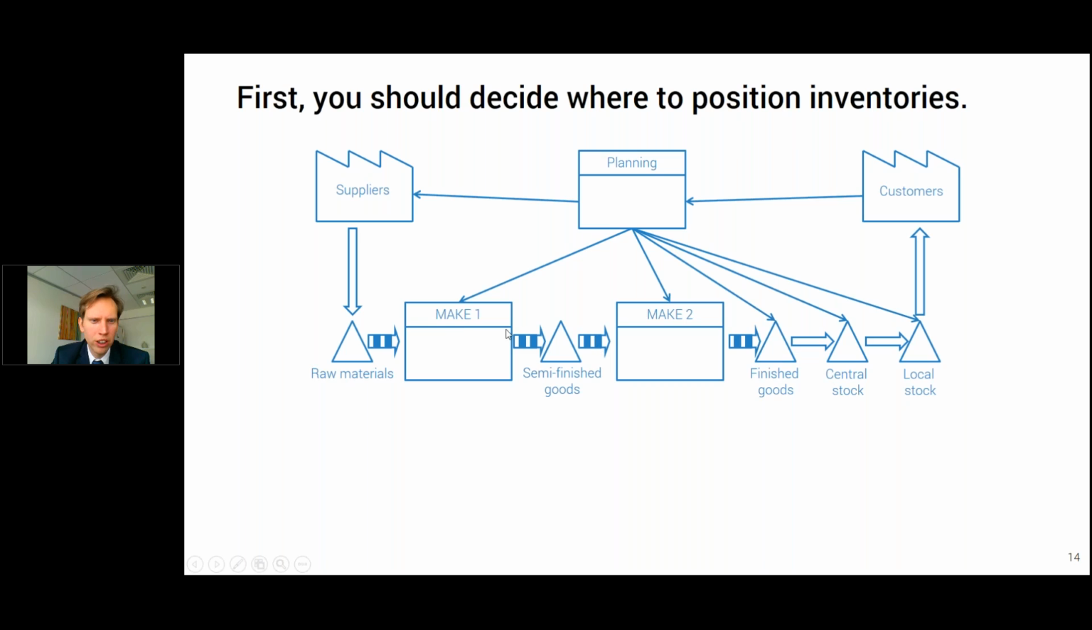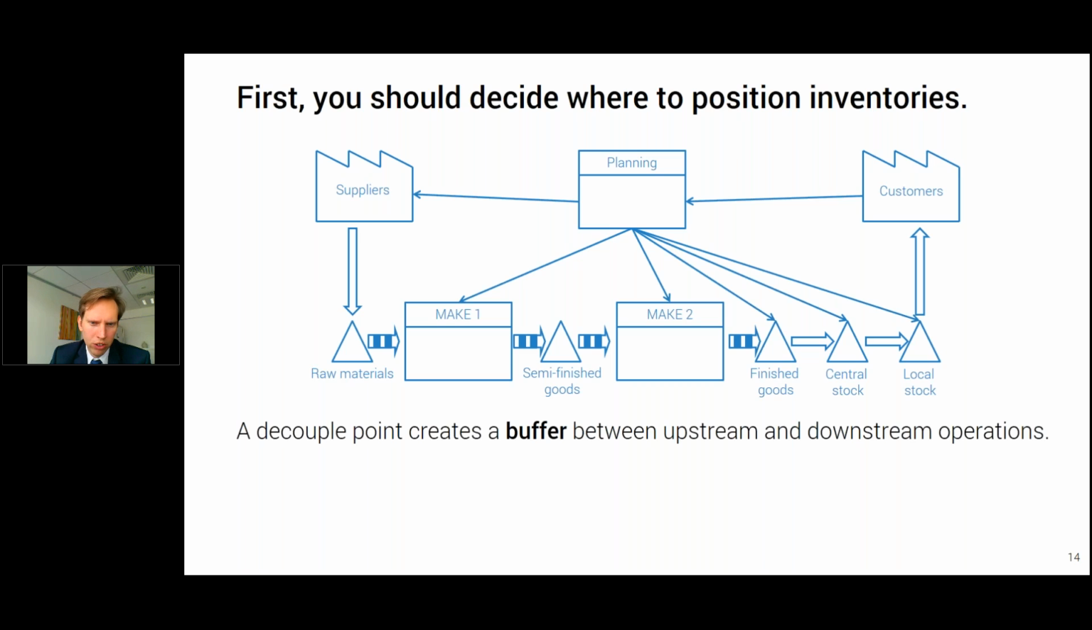Because I took here as a pretty simple example of a value chain with raw materials, semi-finished products, finished products, and then a central and a local stock. But you could, of course, decide to put inventories on all of these levels, right? Or you could pick certain positions to keep more or less inventory. And the question is, what is the best position to keep inventory, right?